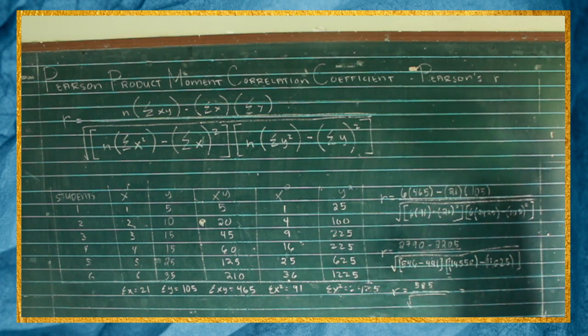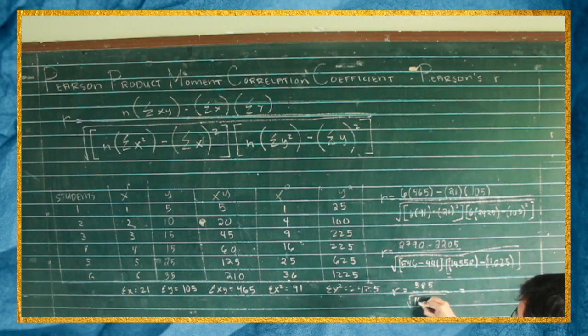546 minus 441, so this will be 105, multiplied by 14,550 minus 11,025. Okay, so 585 over the square root of, multiply natin ito, 105 times 3525, 370,125. Kita ko ba? Okay.